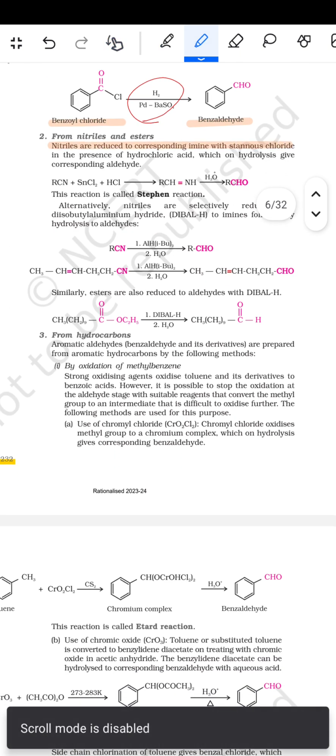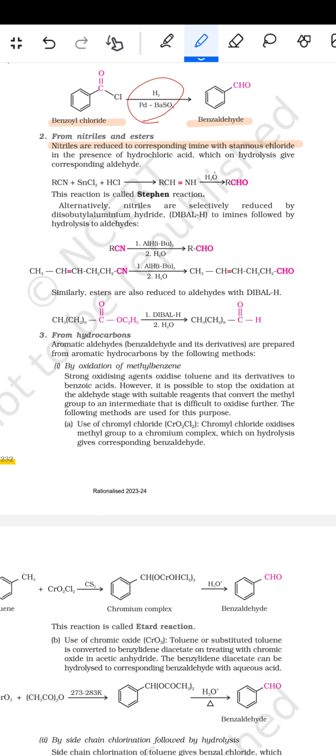फिर उसके बाद कहेंगे इसको फ्रॉम द नाइट्राइल्स एंड द ईस्टर्स। तो nitriles are reduced to corresponding imine with stannous chloride in the presence of hydrochloric acid, which on hydrolysis gives the corresponding aldehyde। जैसे RCN प्लस SnCl2 प्लस HCl, तो ये बन जाएगा RCH=NH, फिर हाइड्रोलिसिस से RCHO बन जाएगा। This reaction is called a Stephen reaction.